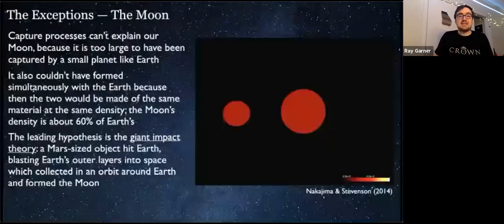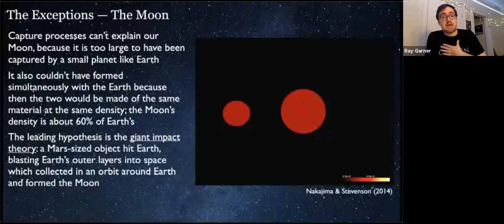We also have to explain the creation of our moon. Capture processes can't actually explain how our moon came to be, because it's too large and Earth is too small to capture such a large object. Look at the moons of Mars, Phobos and Deimos. Those are essentially two asteroids. That's the size of moon Earth could capture. We could not capture the size of our moon.